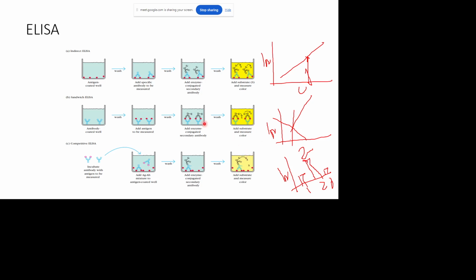So to know the concentration of the antigen which is added after the antibody coat. Next is competitive ELISA.